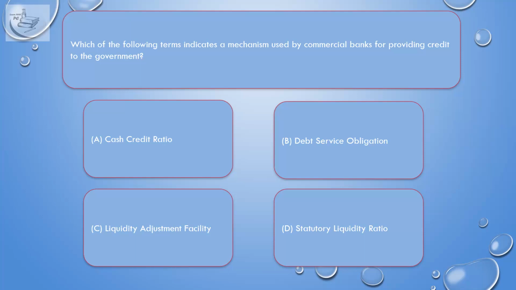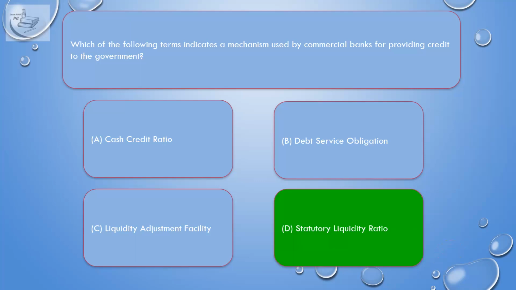Question: which of the following terms indicates a mechanism used by commercial banks for providing credit to the government? A. Cash credit ratio. B. Debt service obligation. C. Liquidity adjustment facility. D. Statutory liquidity ratio. Correct answer is D. Statutory liquidity ratio.